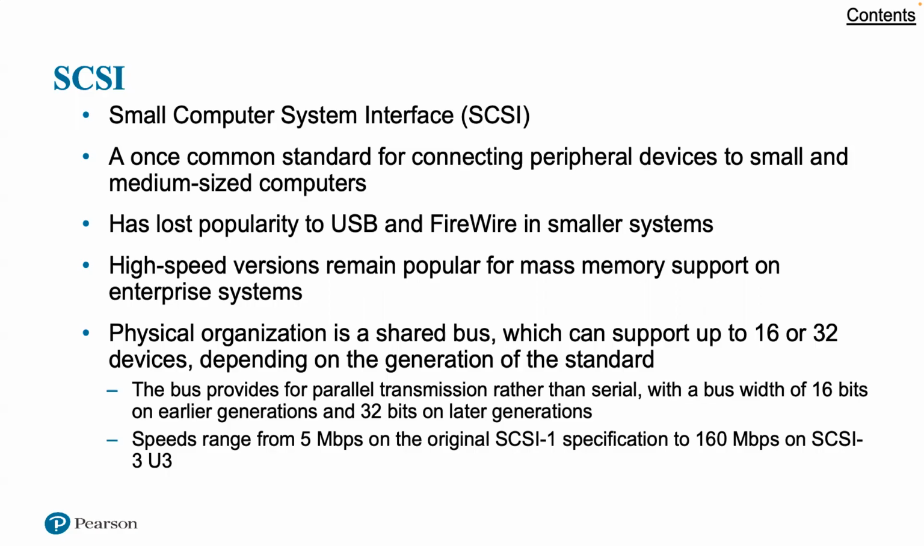The physical organization of SCSI is a shared bus which can support up to 16 or 32 devices, depending on the generation of the standard. The bus provides for parallel transmission rather than serial, with a bus width of 16 bits on earlier generations and 32 bits on later generations. Speeds range from 5 megabits per second on the original SCSI-1 specification to 116 megabits per second on SCSI-3.